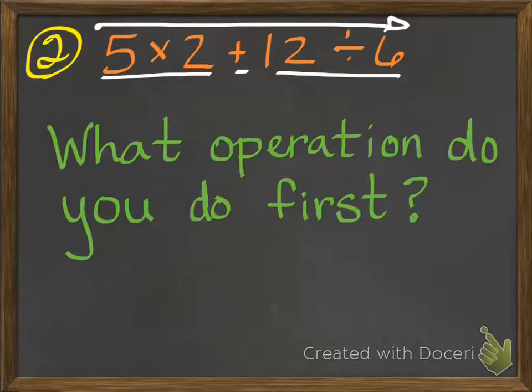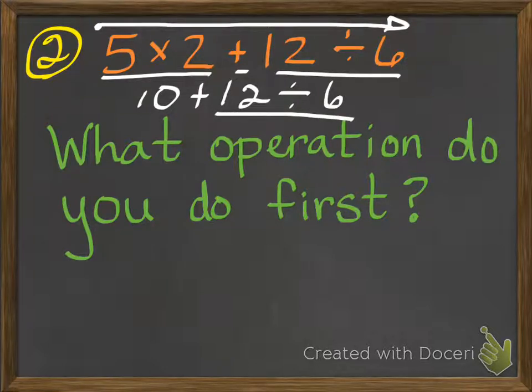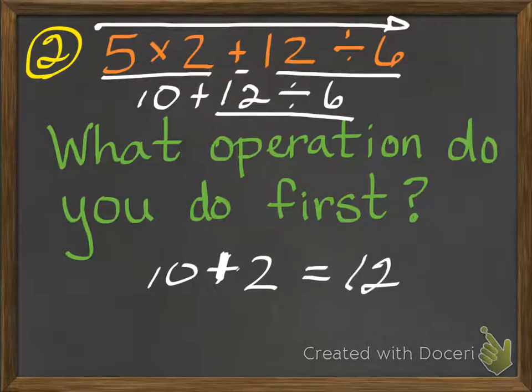Okay, so the first one we're going to do is 5 times 2 is 10. After that, we have plus 12 divided by 6 left over. So the next part of the problem would be 12 divided by 6, because that's the next multiplication or division problem. So now 12 divided by 6 is 2. So now we have 10 plus 2, and that would equal 12. Okay, so we simplified it down to 12.